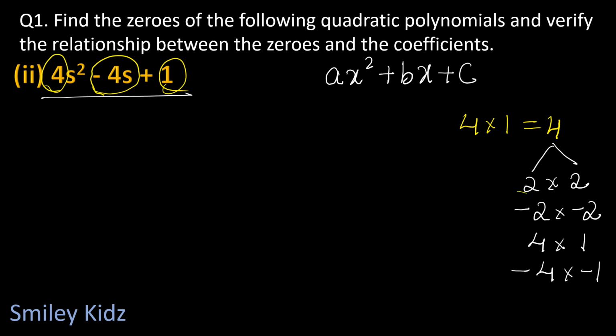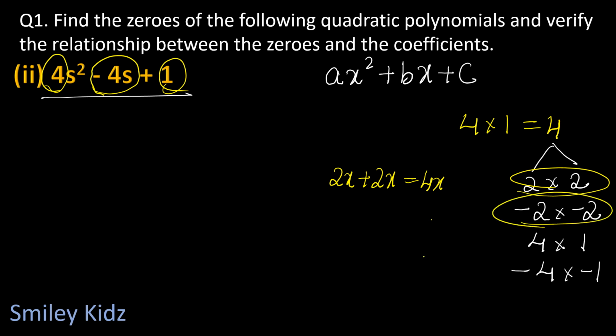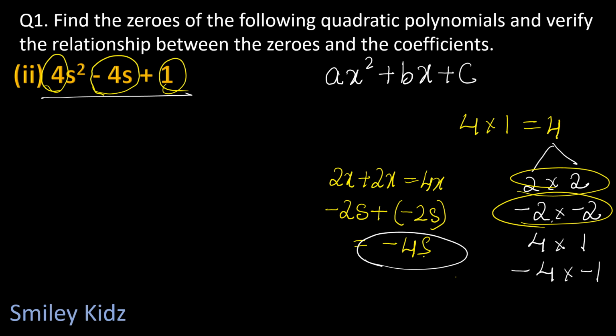Now let's have a look at the first possibility, 2 times 2. Now 2s plus 2s will be what? 4s. But that's not what we are expecting, right? We are expecting minus 4s, right? Then we have the second one, minus 2s plus minus 2s, let's suppose say. Then it will result you in minus 4s, isn't it? And that's it, we got the value. So it is the second possibility that will give you the right answer.